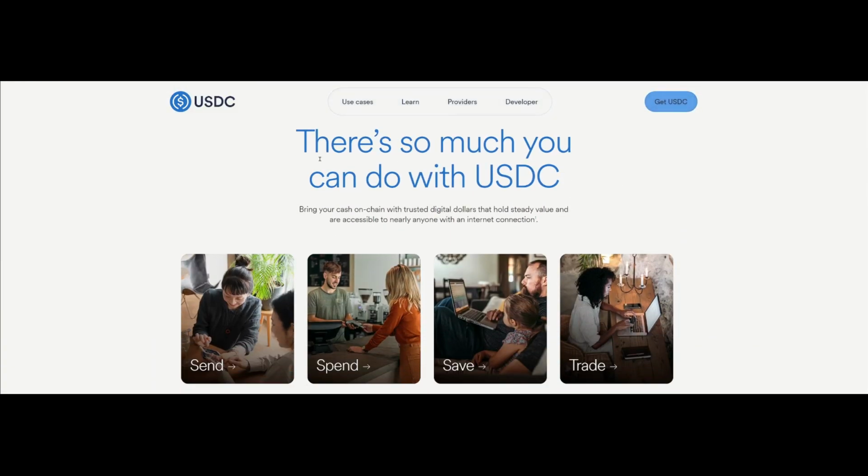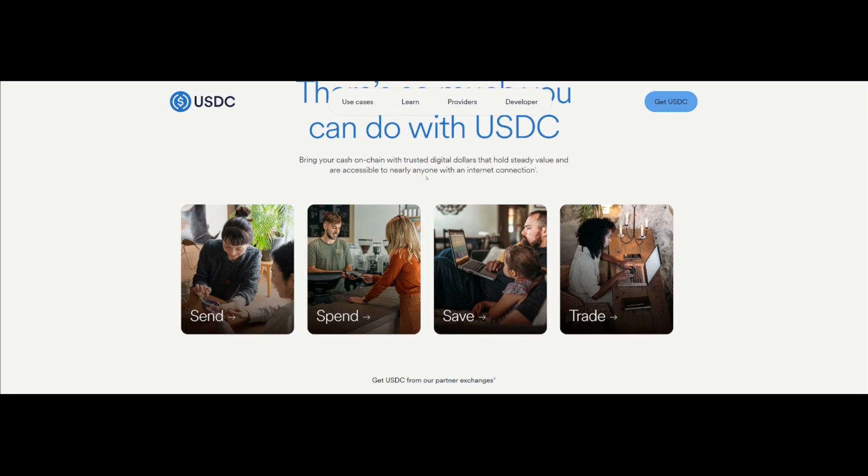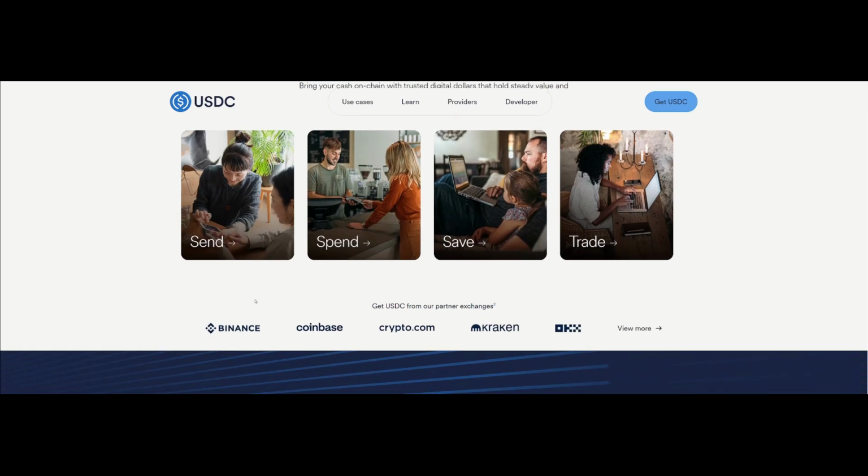So we're going to go to this site. There's so much you can do with United States dollar coin. Bring your cash on chain with trusted digital dollars that hold steady value and are accessible to nearly anyone with an internet connection. Look at that. You can transfer money across the world almost instantly, anywhere. You can make secure real time payments online and in person. See that? Point of sales machines. You can protect your savings and preserve your wealth.